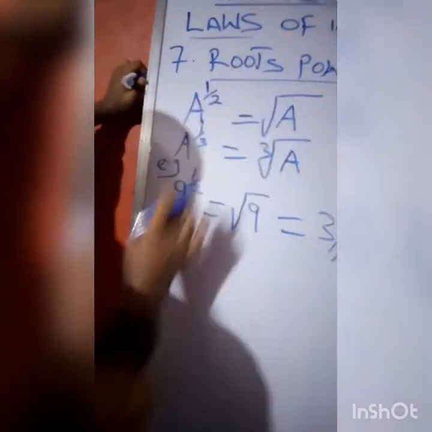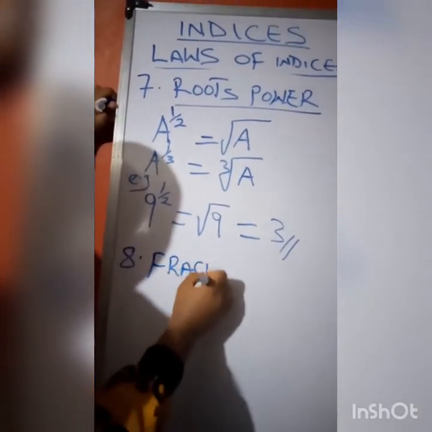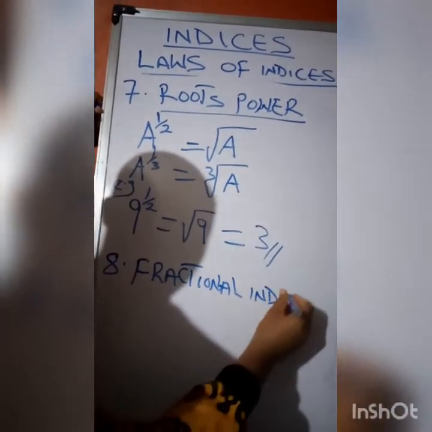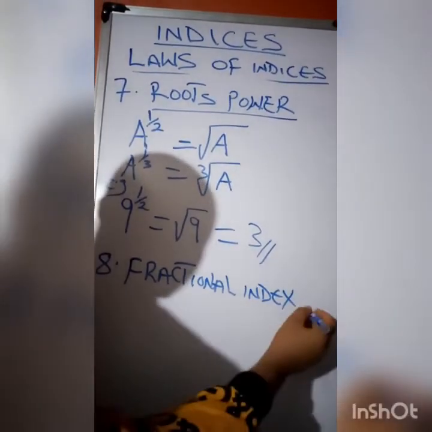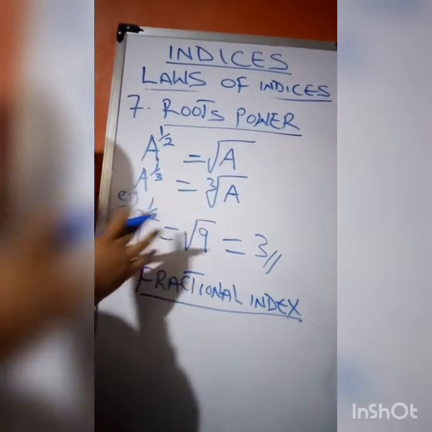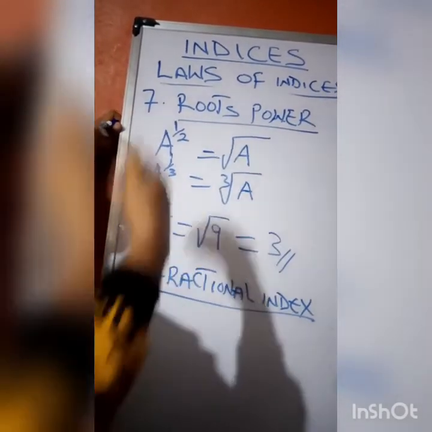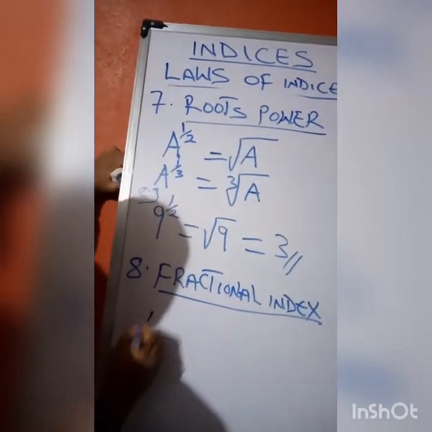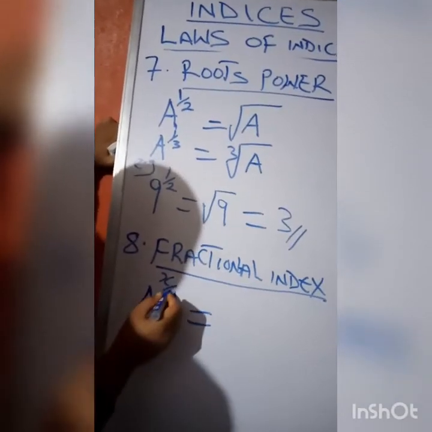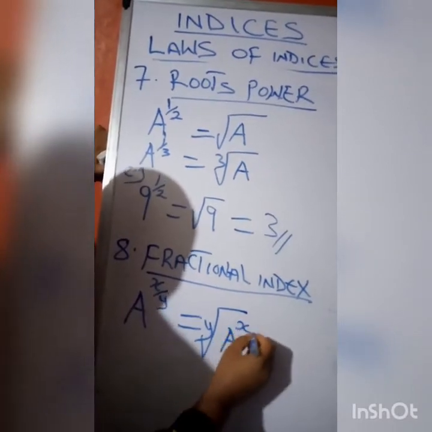Now the 8th rule also follows after the 7th rule. The 8th rule is the fractional index rule. Now, the fractional index follows similarly to this. This time, our root is not just 1 over something. It is now a number over another number. If I am given a raised to the power of x over y, the rule says that this y becomes my root. That is the y-th root of a raised to the power x.